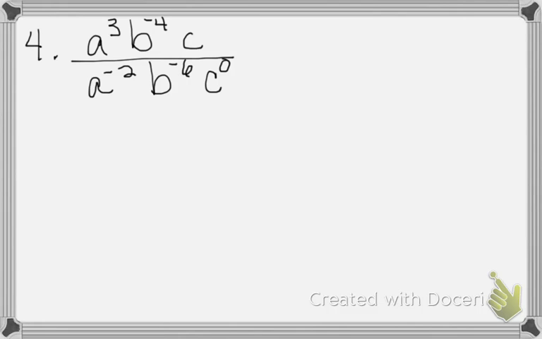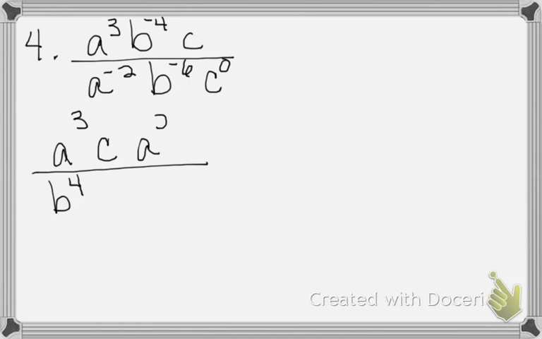Number 4, the very first thing I'm going to have to do is make all of my exponents positive. So that's a to the third. Move the b to the negative 4, move that down and make it a positive 4. C stays where it is, and that's a c to the 1 power. A to the negative 2, I'm going to move that up top, making it a positive 2. B to the negative 6, I'm going to move that up top, making that a positive 6. C to the 0 power is 1. It just goes away.